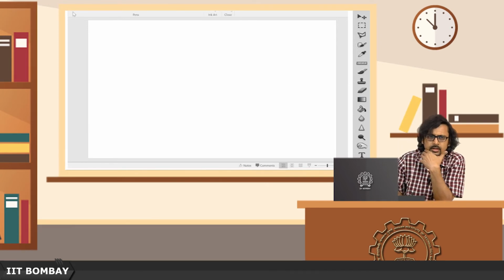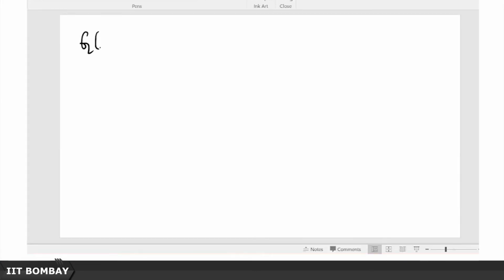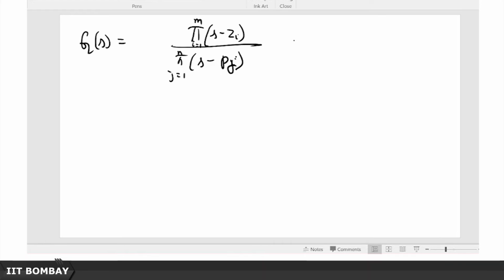So suppose you have a transfer function which is given in the form, say, product of s minus zi upon product of s minus pj. So j goes from 1 to n, i goes from 1 to m. Okay, and pj and zi are all real numbers. All right. Suppose you have something like this. All simple.